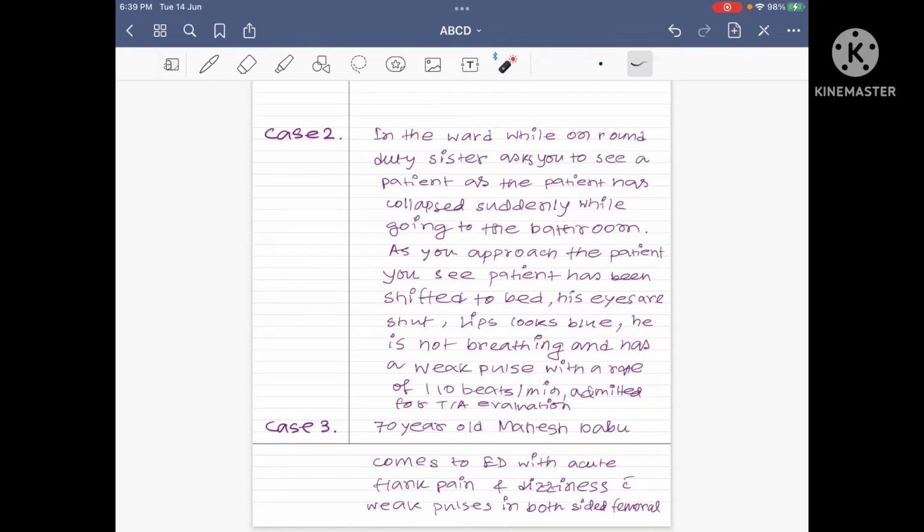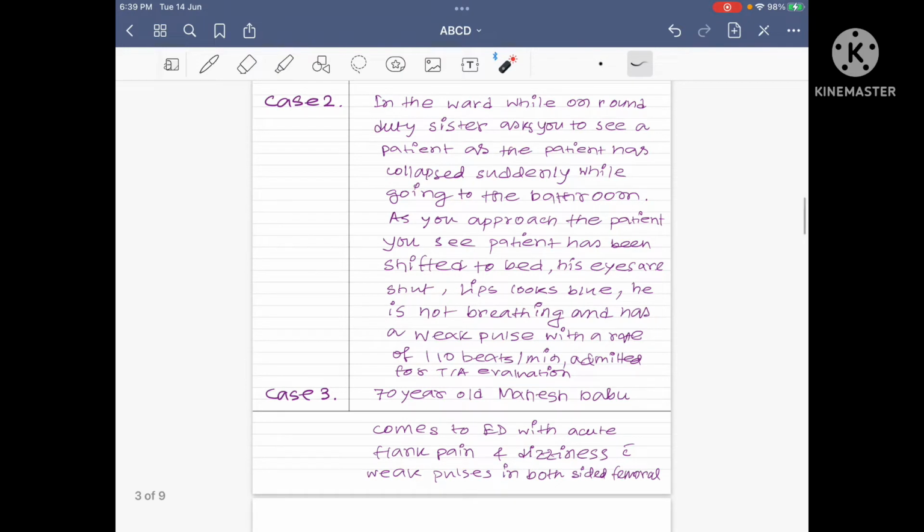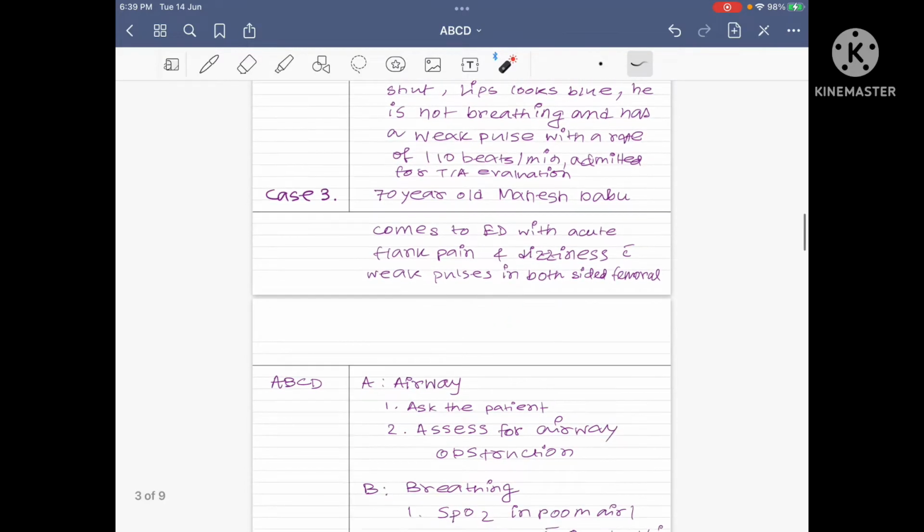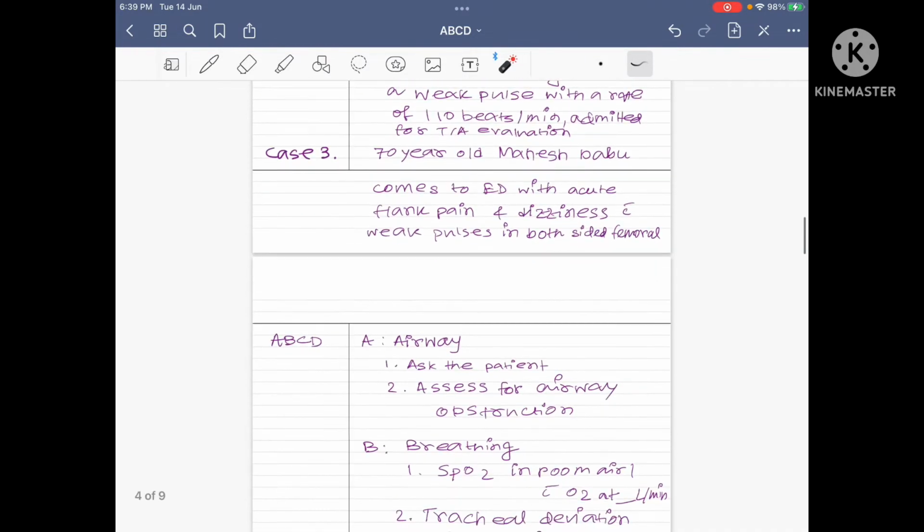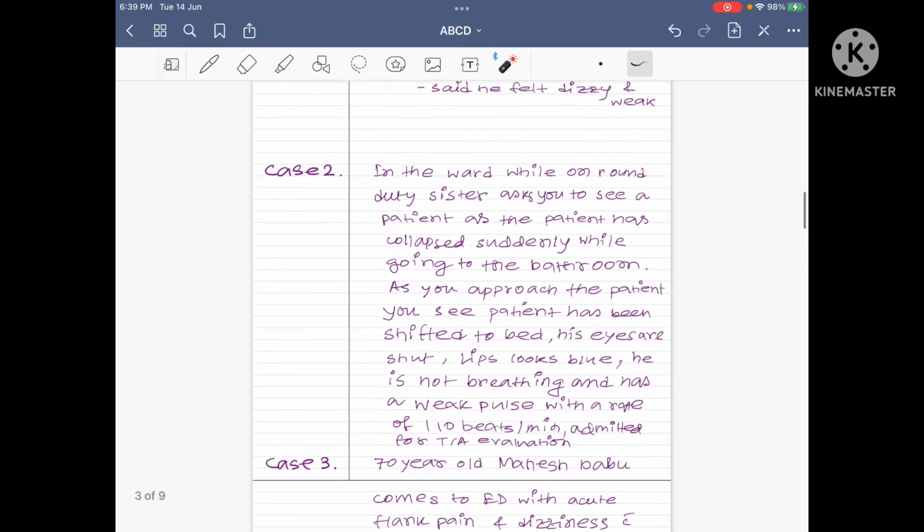Case number 2, in short: a patient admitted for TIA evaluation, transient ischemic attack evaluation, suddenly collapsed in the ward and the sister asked you to see the patient. Case number 3: Mohesh Babu, 70 years old, came with flank pain, dizziness, with weak pulses in both femorals. So these cases will cover mostly the ABC part.